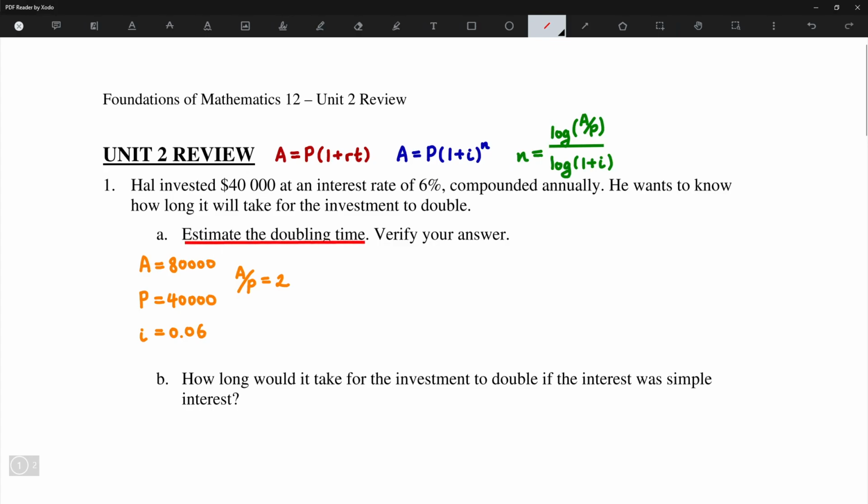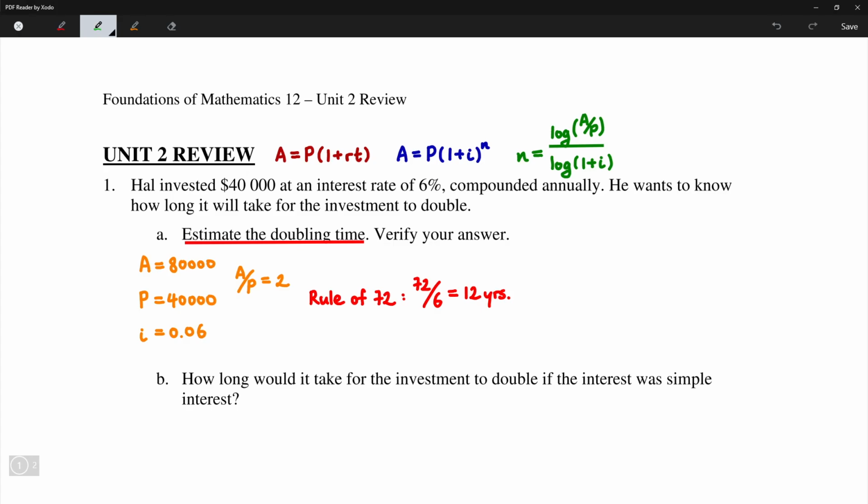So first part, it says to estimate the doubling time. And to do that, we're going to use the rule of 72, where we simply take 72 and divide by the annual interest rate, in this case 6%, and we get an estimate of how long the doubling time is. So this will be 12 years.